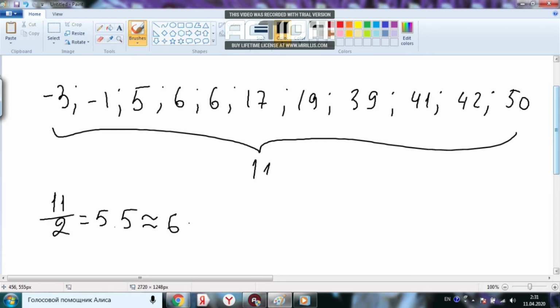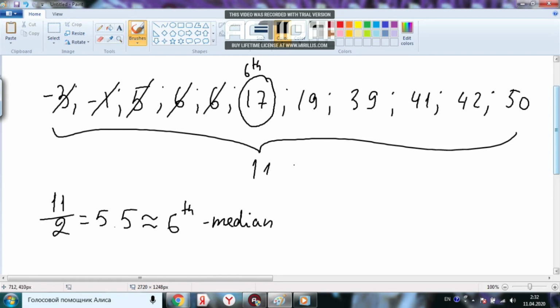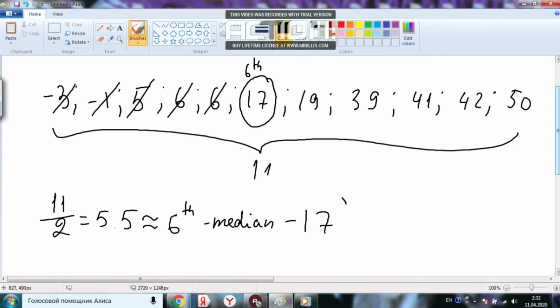So 6 is the position of the median in this set. And let's count the 6th number in this set. -3, -1, 5, 6, 6, and 17. Exactly, this number is the 6th in this row. So 17 will be our median.